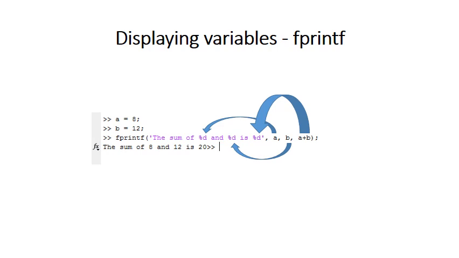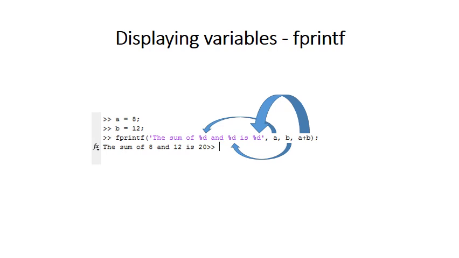The command that is used for more complicated display is the fprintf command, and you'll see that it works as follows. It starts off with a string followed by a list of variables. Now if you look in the string, the sum of, it has 3 %d placeholders in the string. What that means is the first %d is replaced by the first variable listed after the string, the second one is replaced by the second variable, and the third one is replaced by the third expression. Notice it's not a variable, it's an expression a plus b.